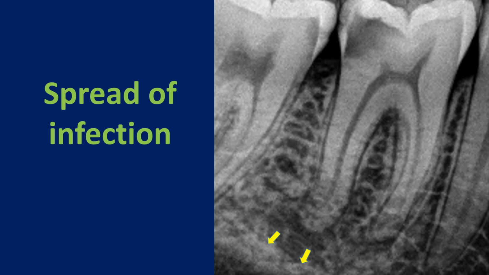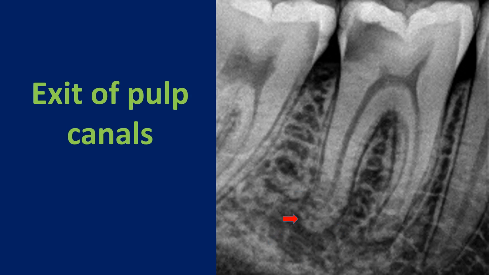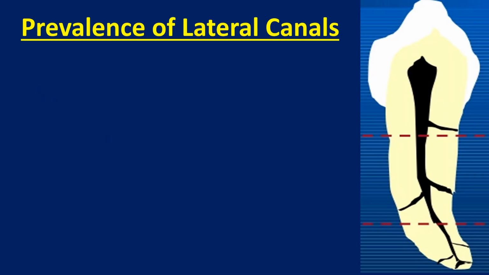Infection might spread apically, but it may go coronally. Why is that? Because the exit of the pulp may be from the main exit, which is the apical foramen, or it may be through lateral and accessory canals. And this is very abundant in the apical region.